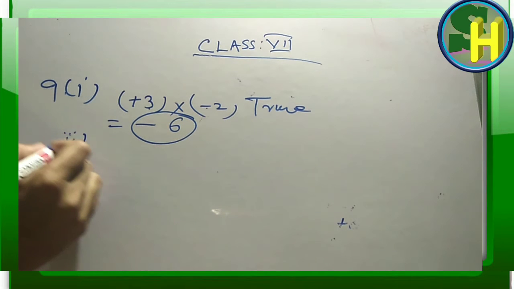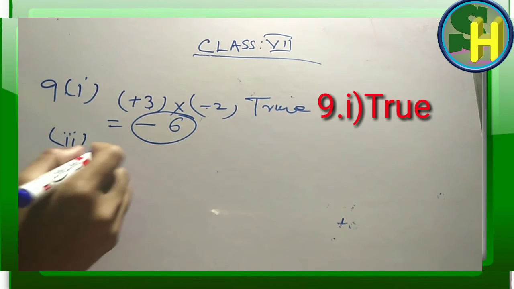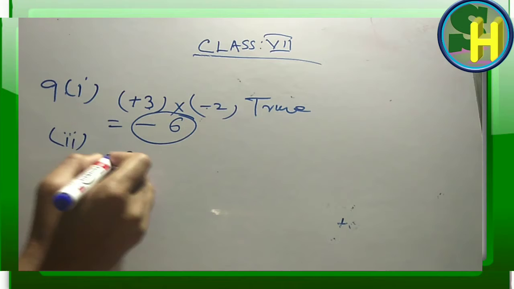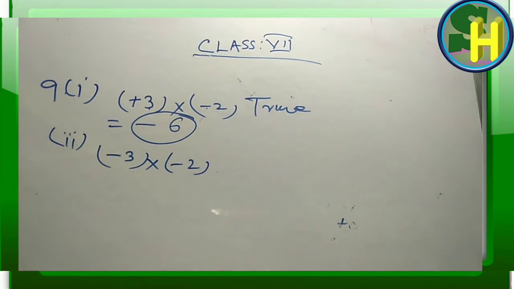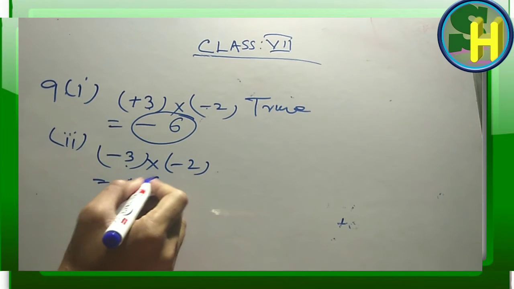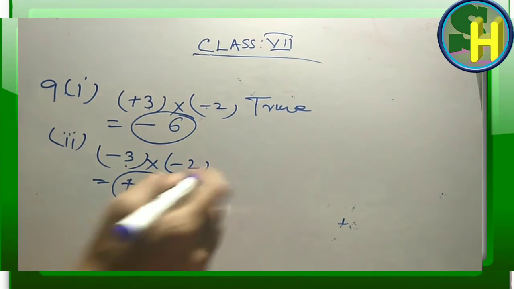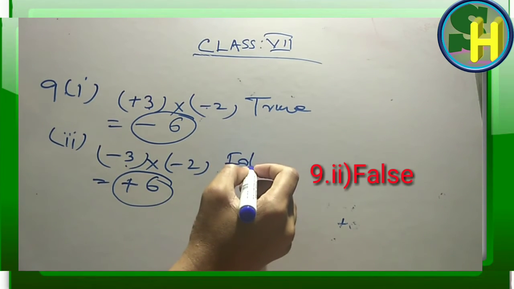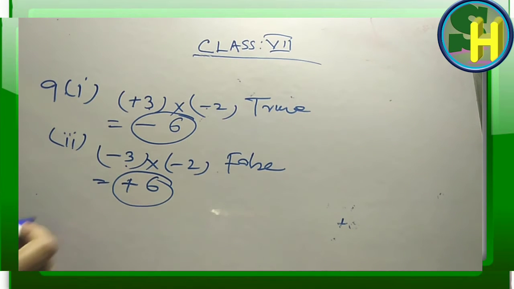Next question number 2. The product of two negative integers is a negative integer. So I'm taking an example. Minus 3 is a negative integer. Minus 2 is also a negative integer. We are multiplying. The product means we are multiplying. So minus and minus is a plus. 3 into 2 is 6. So we are getting positive integer, not negative integer. So this is false.